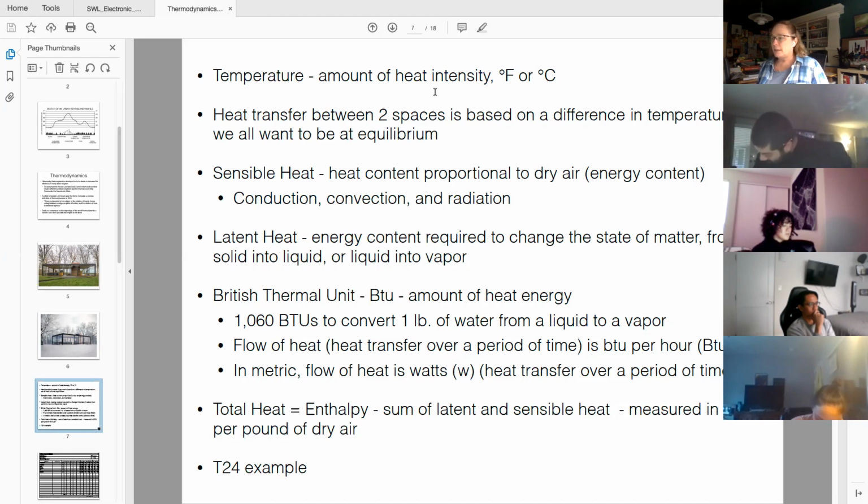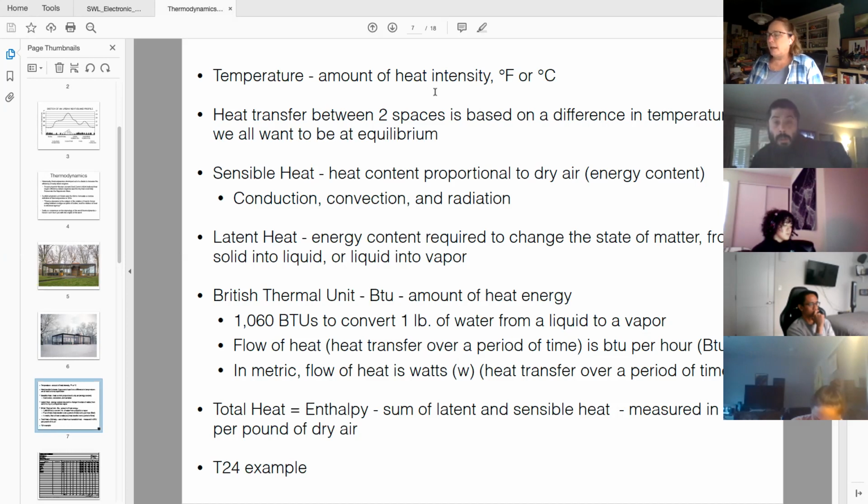Two different types of heat definitions that you need to know. Sensible heat is the heat content proportional to dry air. And there's three different methods of heat transfer. There's conduction, convection, and radiation. Sensible heat is what the thermometer in a room, if it says it's 78 degrees, that is reading sensible heat. It is not looking at the humidity or how much moisture is in the air, so therefore the dry heat content.